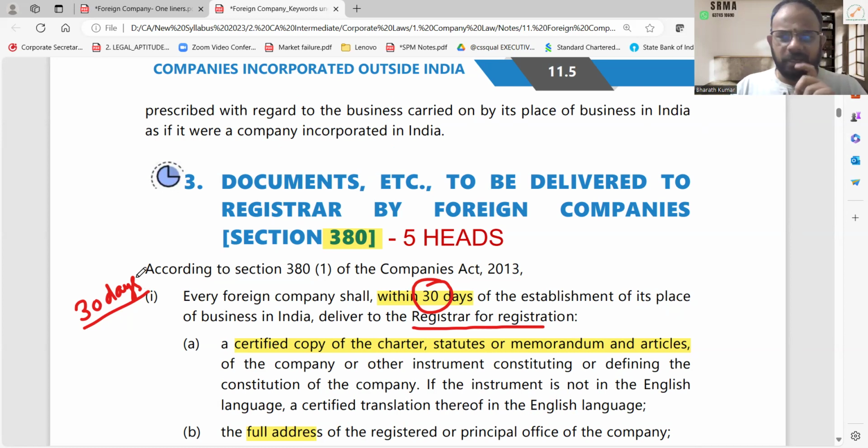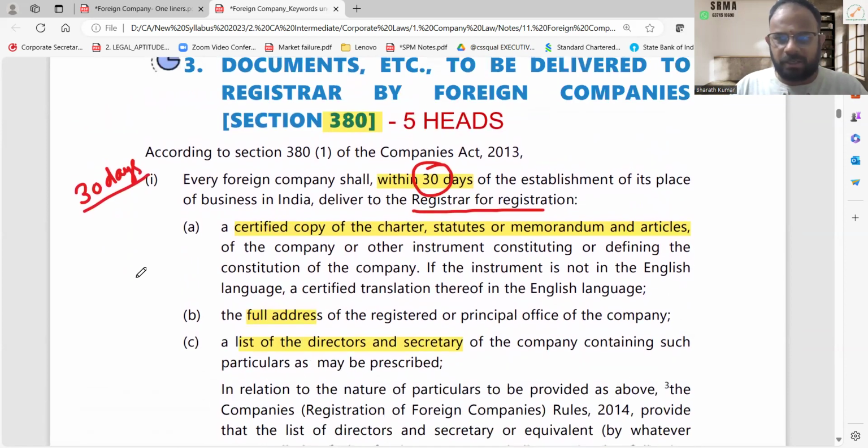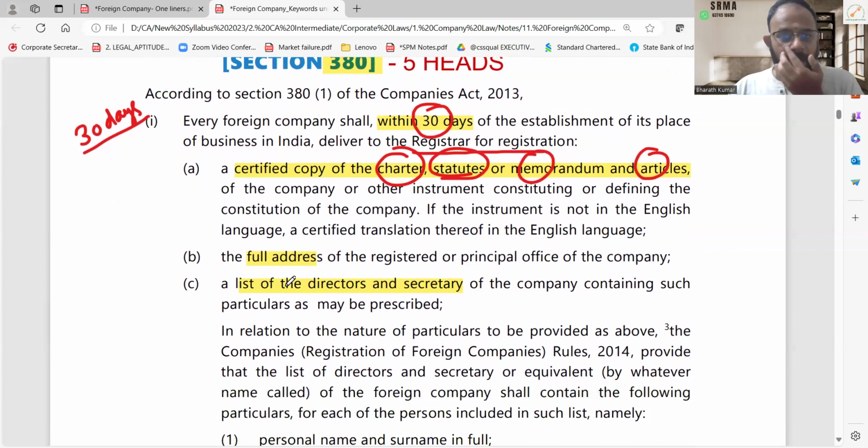What all the details? See, I have colored here. It should be helpful. This colored PDF I am also going to upload after you, so that along with the G drive access, you will be able to get it. Certified copy of the charter, statute, MOA, AOA, all this you should give. And more importantly, if it is not in the English language, give it in English as well. Full address of the registered office, principal office. List of all the directors and secretary.